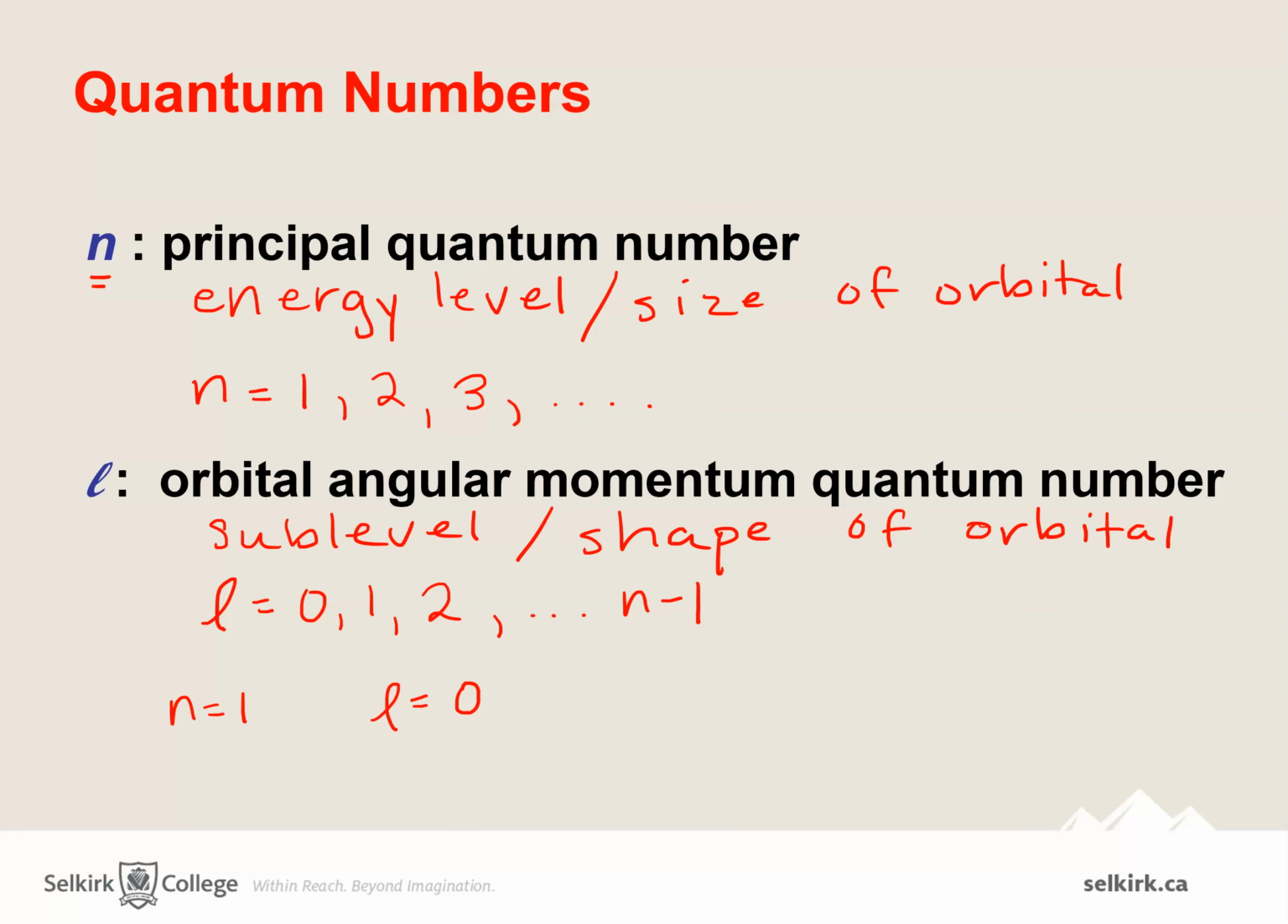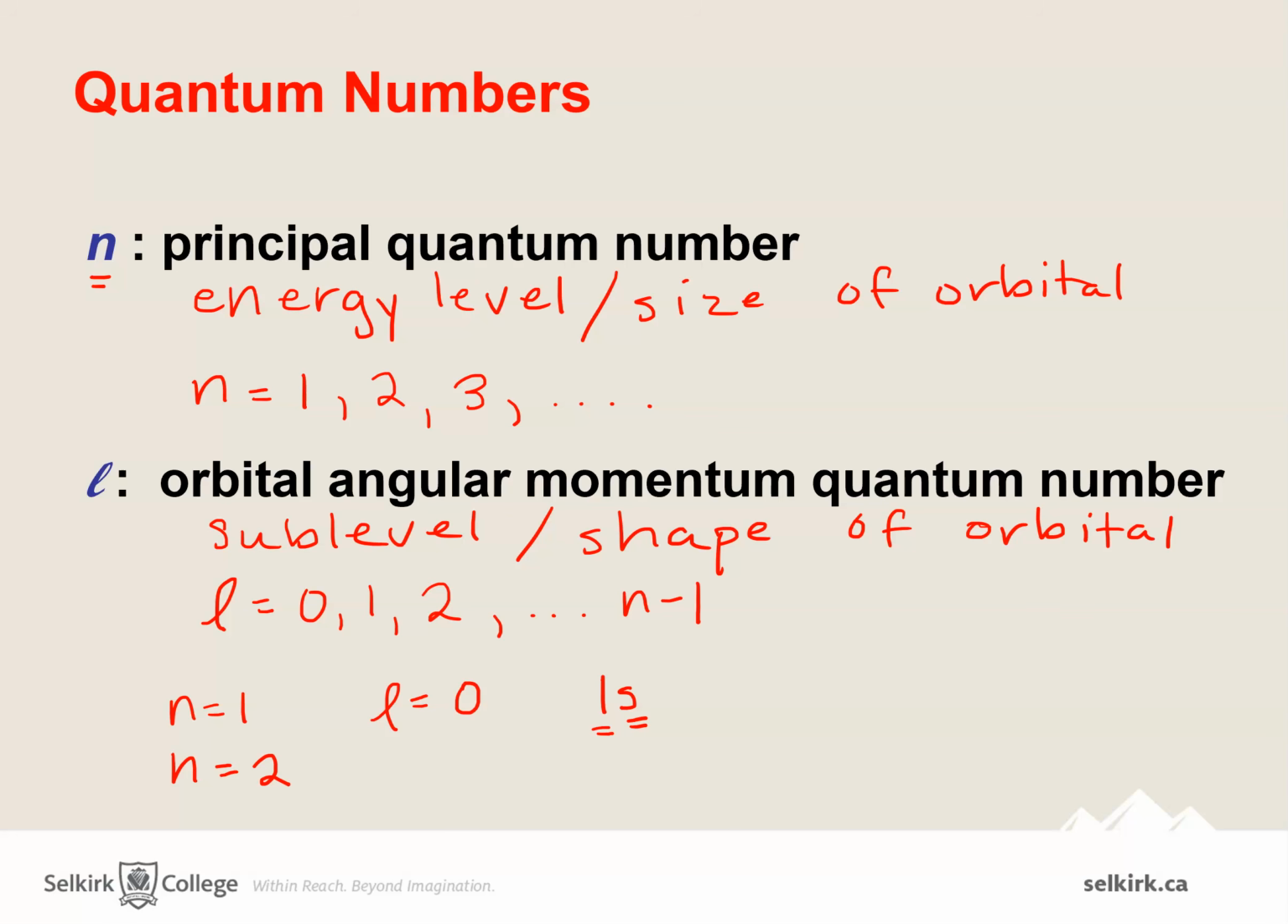The number itself doesn't make a difference. What matters is how many labels I can make. I only came up with one allowed value for l, which tells me there's only one shape orbital in the first energy level. That's 1s. So n equals 1 means 1, and l equals 0 means s. We've identified the energy level and the sublevel. Now, if you got that, it's going to make more sense if I go on to the second energy level.